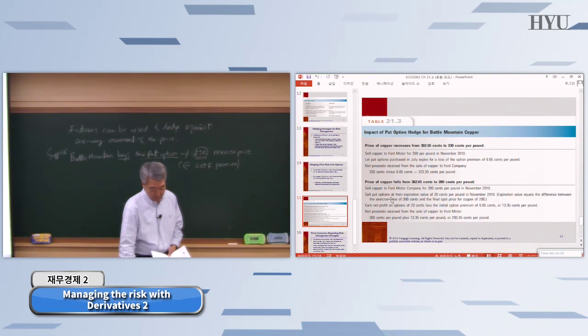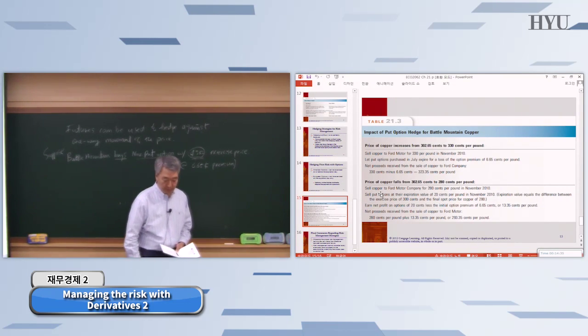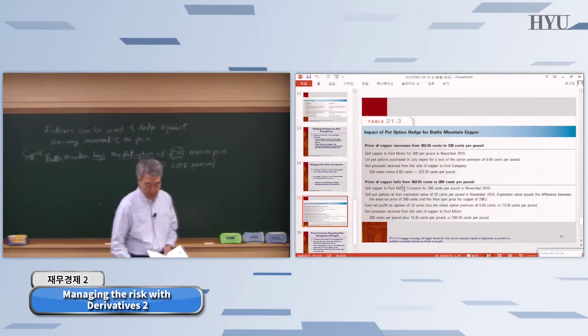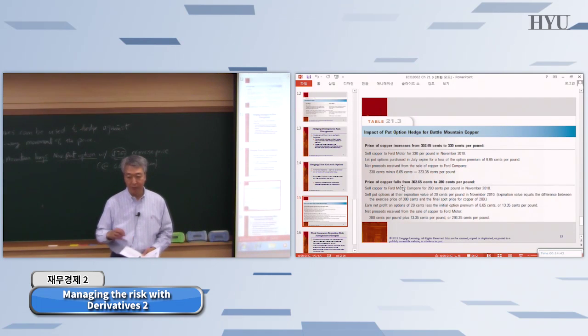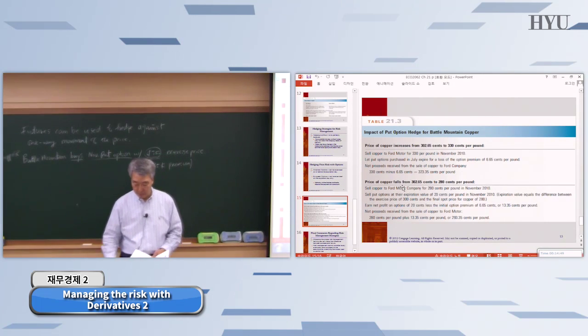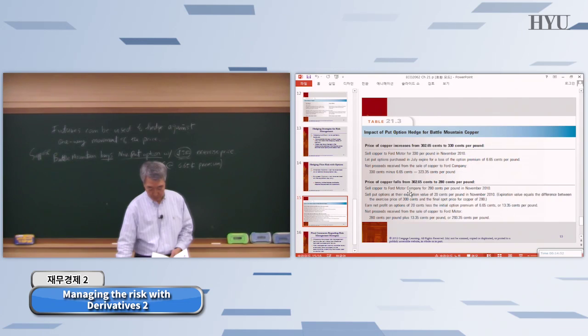So you have to be careful here. When it says sell put option, that means you're selling the option that you have previously purchased in July. You're not freshly selling or writing the option at this point. In this example, it's a little bit confusing, so you have to know the story. The story is you purchased this 300 cents exercise price option back in July, and you are going to sell those options that you are holding at 20 cents per pound.